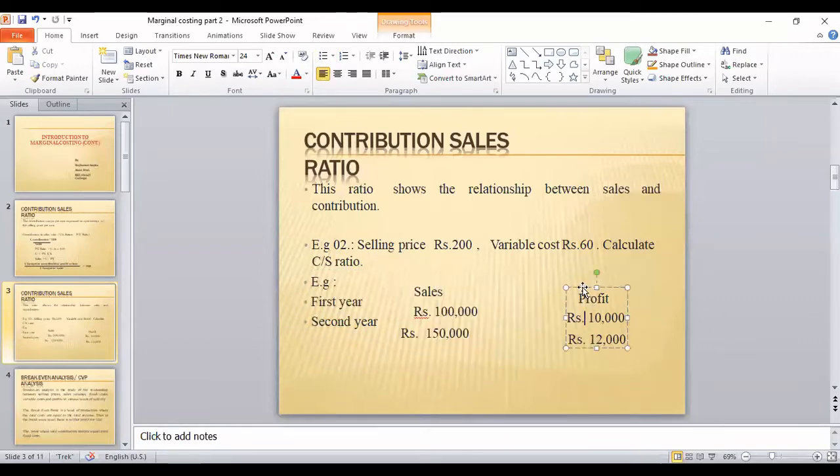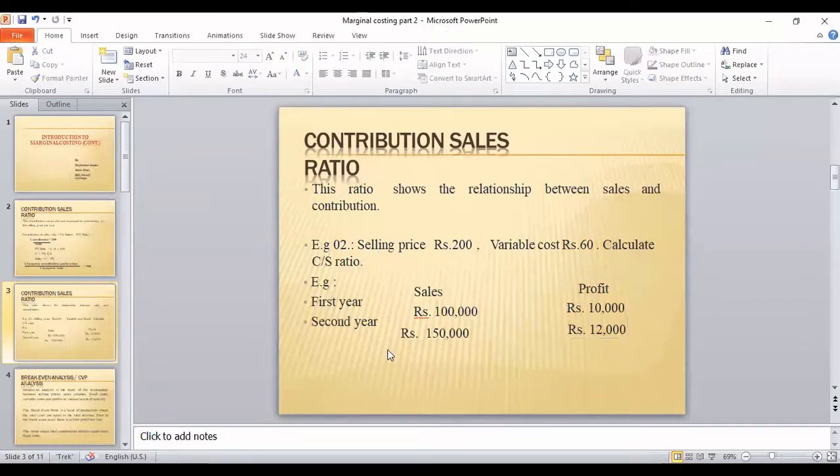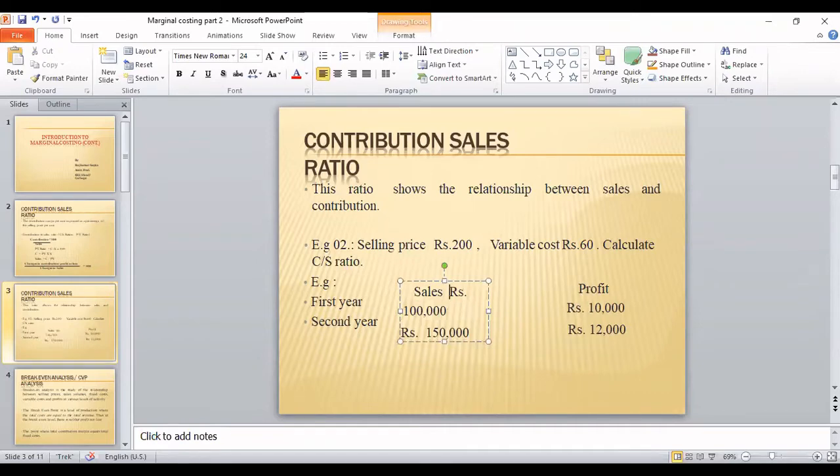Tell me the formula. Have you forgotten the formula so quickly? Changes in contribution upon changes in sales. Changes in contribution or profit. So here, have they given contribution or profit? Just check. Profit. They have given profit. Correct. So tell me what formula you're going to apply. Change in profit upon change in sales. Sir, is the answer 4?